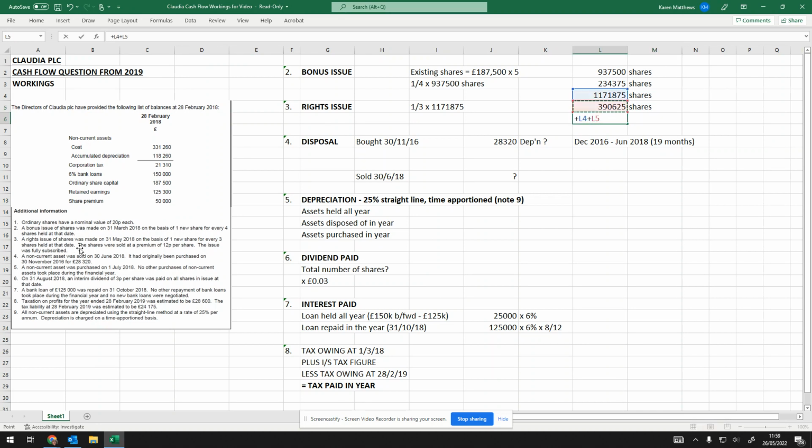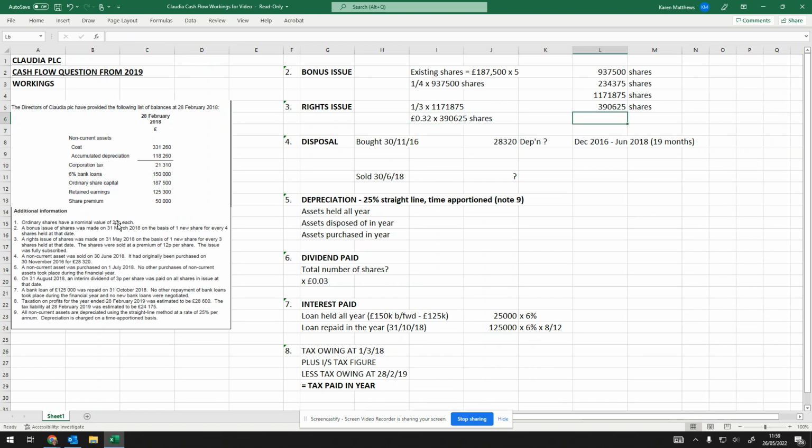And again, I'm going to work out how many shares we've got in total. So we've got 1,562,500. Now we need to know how much money has been received. It tells us that the shares were sold at a premium of 12p per share. So we've received 12p plus the nominal value of 20p. So we've actually received 32 pence times 390,625 shares. Okay, so that's the calculation.